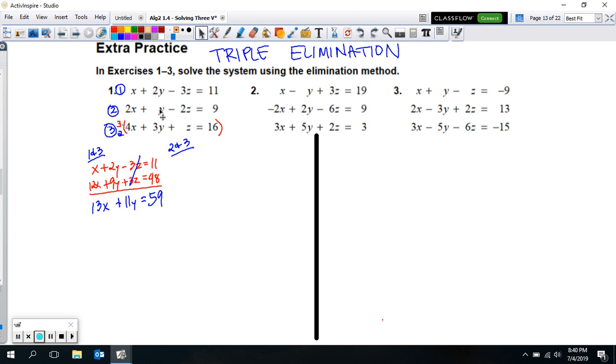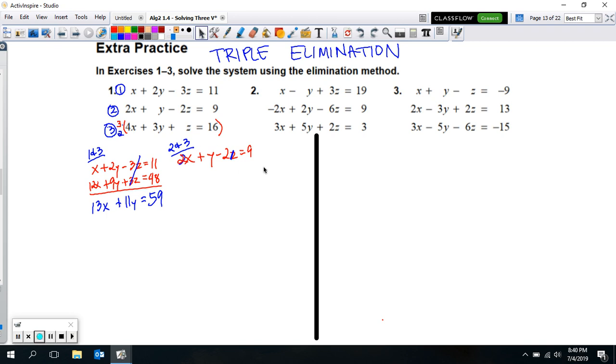So I have a negative 2z on equation 2. If I multiply this by 2, then I'll get a positive 2z on equation 3. So that's what we want to do. We want to first just copy down equation 2, that we're not doing anything to, we're not touching it, it's just still the 2x plus y minus 2z equals 9.